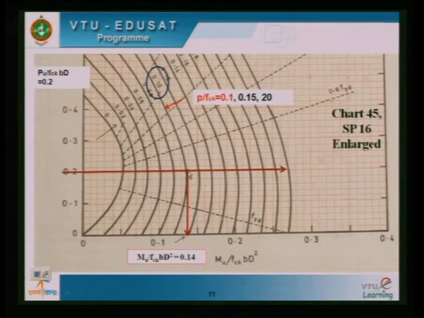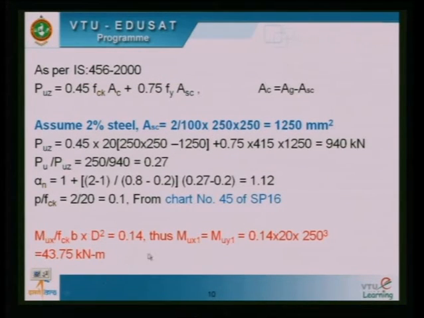So you have a point somewhere here, and then draw a line vertically down to pick up the point on the horizontal axis. What is that value? That is Mu divided by fck bD square. In fact, that value is 0.14. So that is the value I have used here, 0.14. With that I have got 43.75 as the moment.